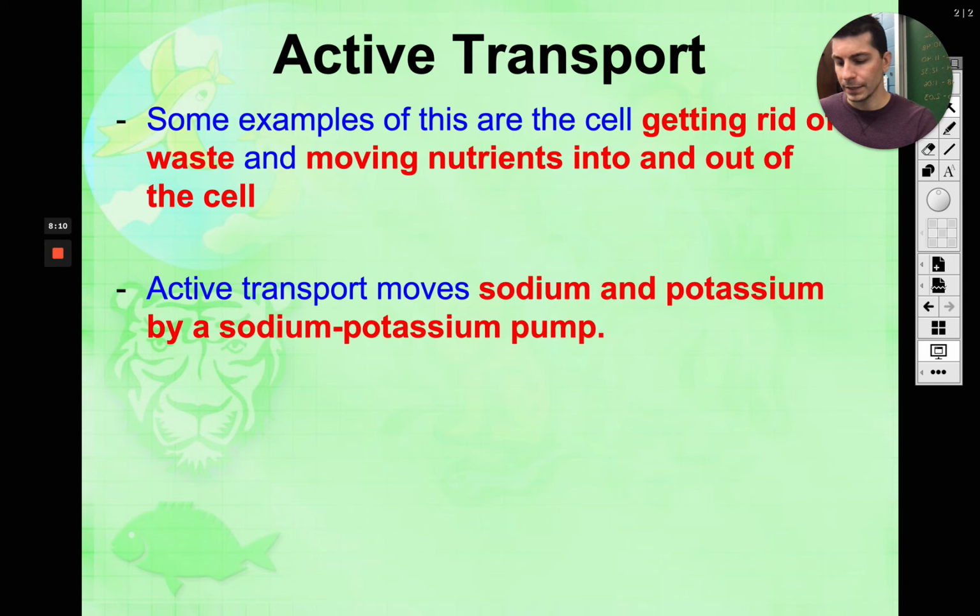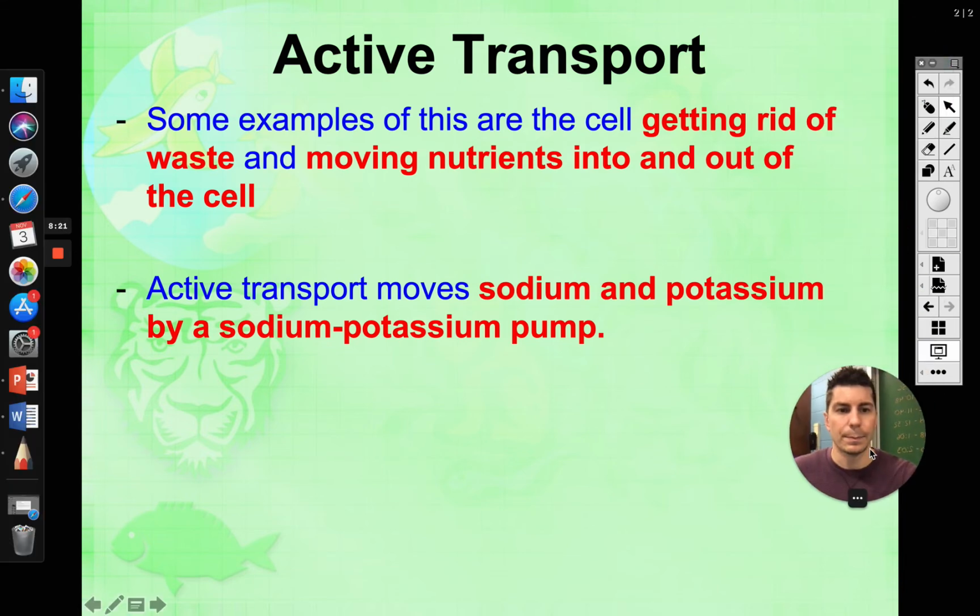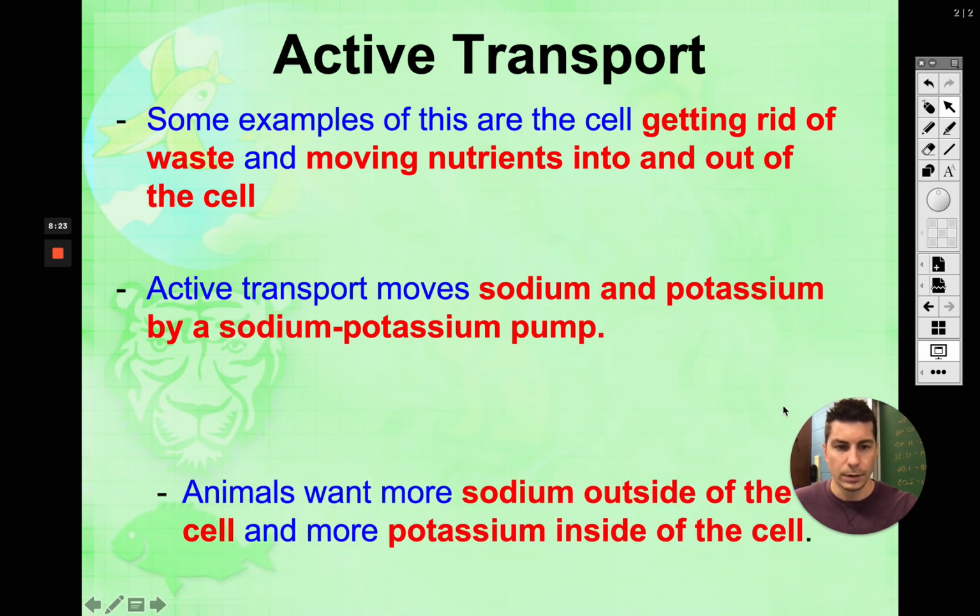Okay, some examples of this. Cell getting rid of waste, moving nutrients in and out of the cell. The big one, the main one for active transport is going to be something called the sodium-potassium pump, which we're going to go over. All right.